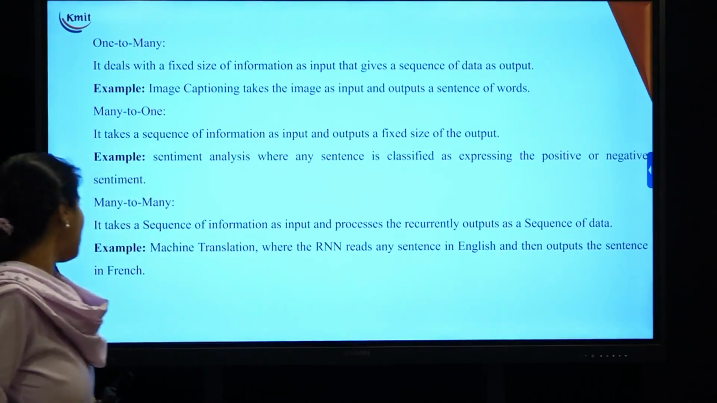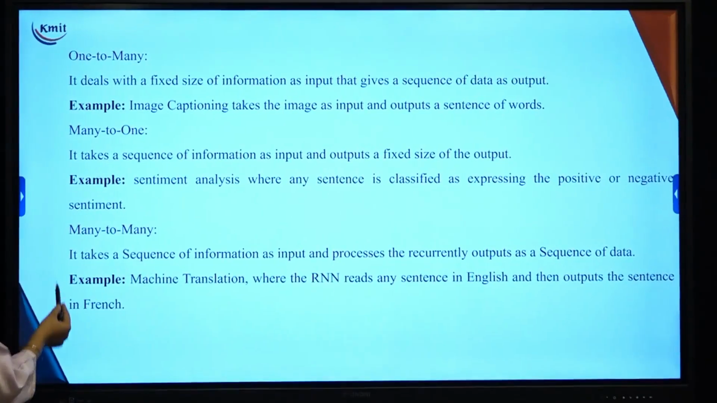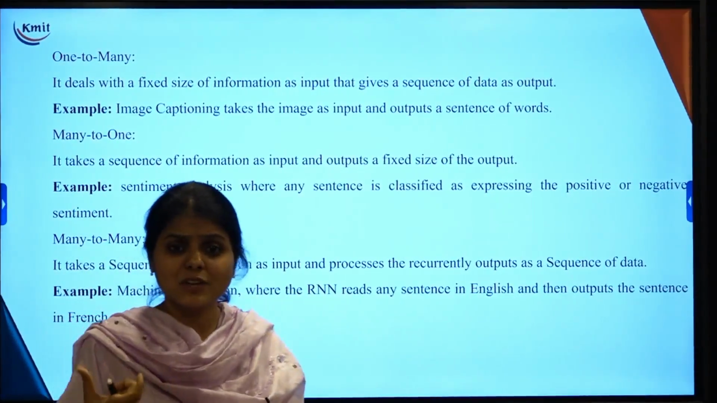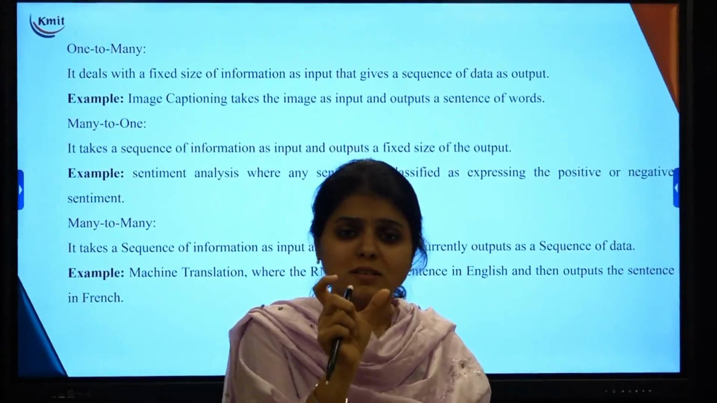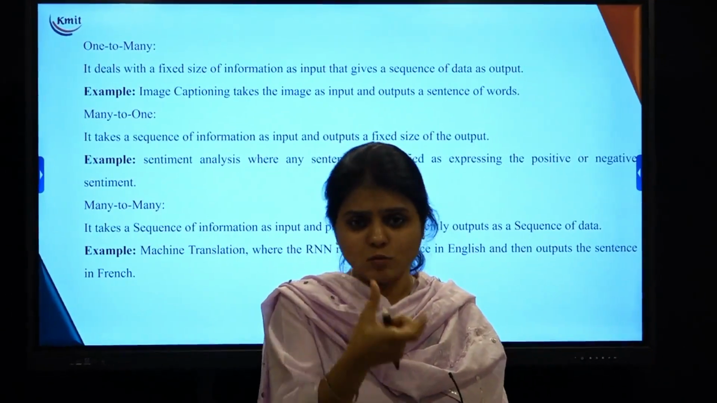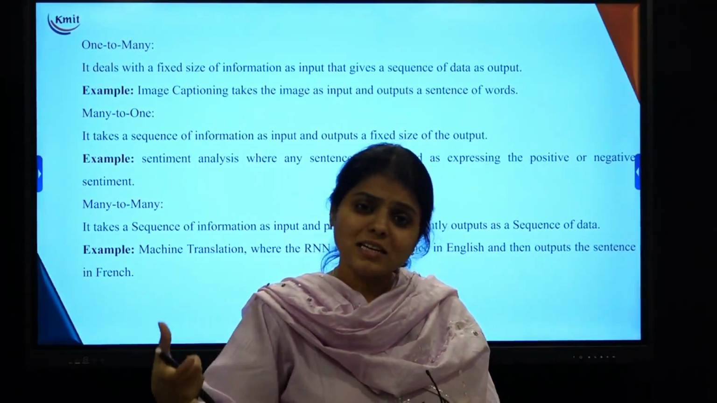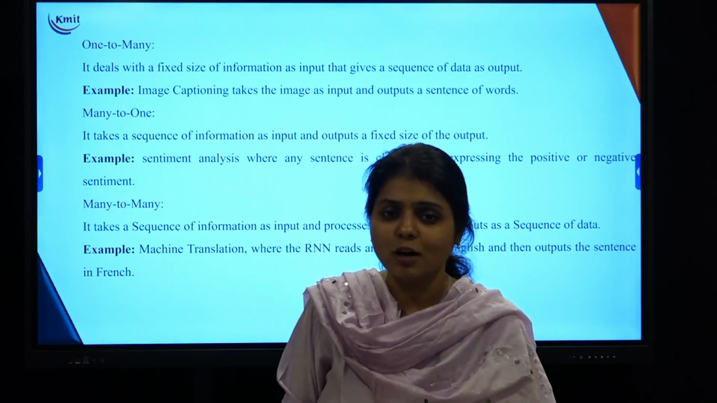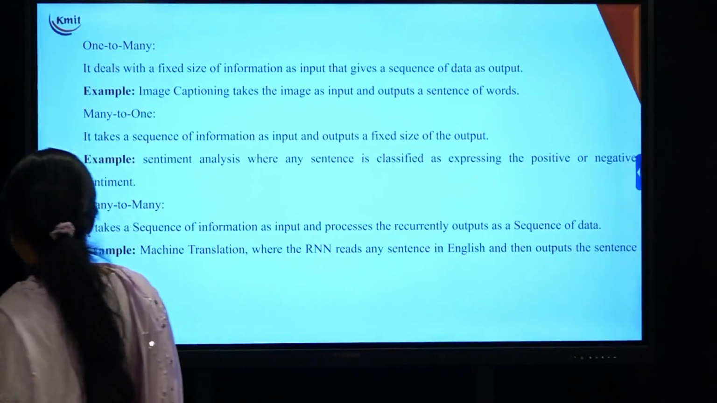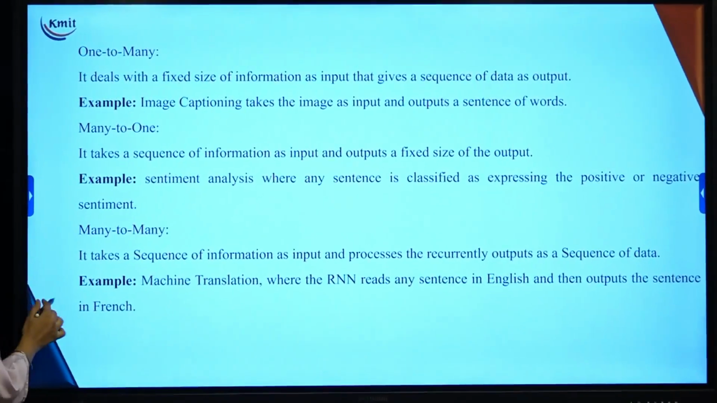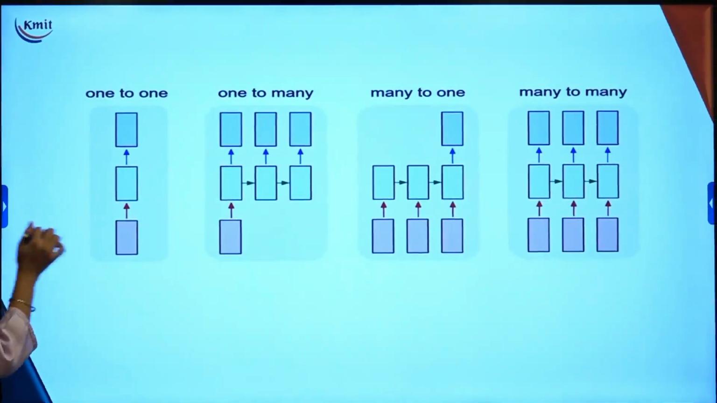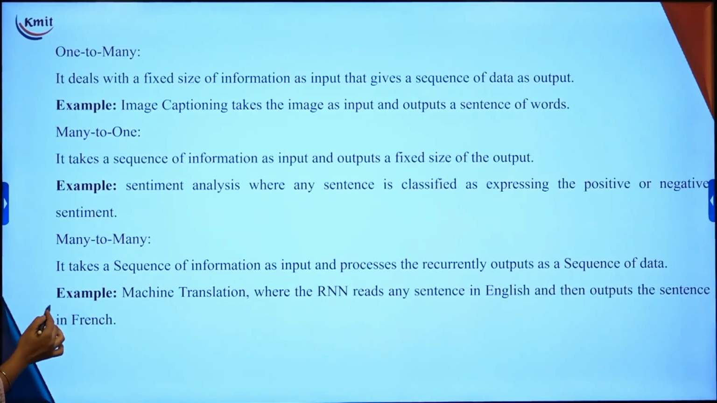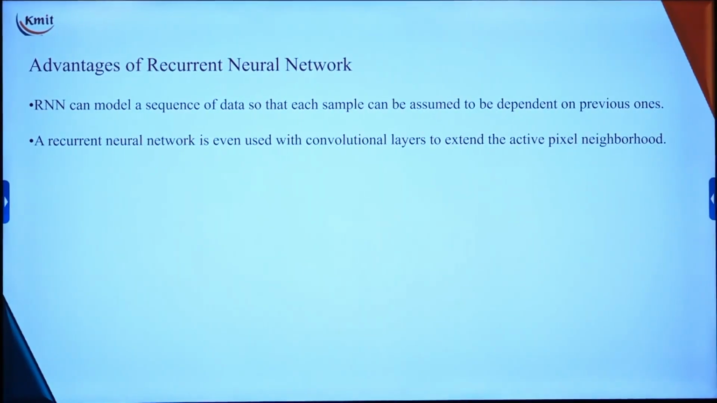And the last one is many-to-many. When I talk about many-to-many, the example is language translation. Here also it is a sentence task: my input is a sentence in one language, and the output is the sentence in another language. So there are multiple words in the input and multiple words in the output. Depending upon the task that we choose, we pick one of these 4 architectures, whether one-to-one, one-to-many, many-to-one, or many-to-many.